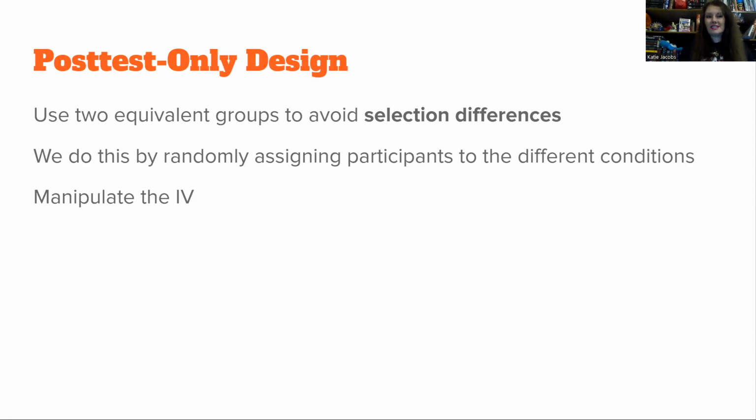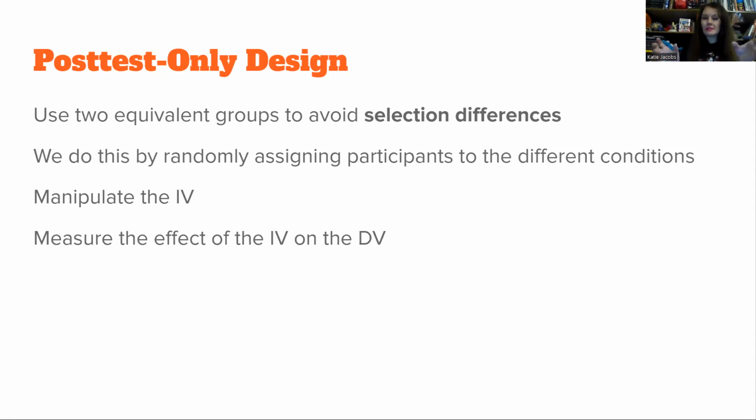To do this is called manipulating the independent variable, where we're randomly assigning the participants to each of the conditions, rather than them being in naturally occurring groups. Then we'll measure the effect of the independent variable on the dependent variable. So we'll have these different groups and see if there are significant differences between the groups on the dependent variable after whatever condition or intervention that we employ.